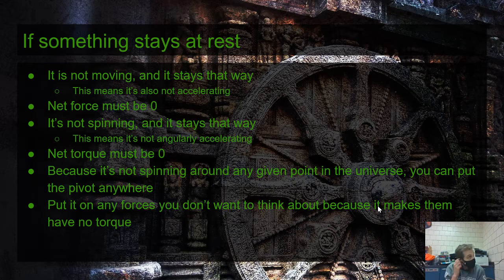So the basic premise is, if something is at rest and staying at rest, then that means it's not moving, and it stays that way. If your velocity is constant, and in this case constantly 0, that means your acceleration is 0. If your acceleration is 0, by Newton's second law, your net force must be 0. So if something's not moving, the net force must be 0, and you can think of that as saying all the forces are balanced. So let me actually add that.